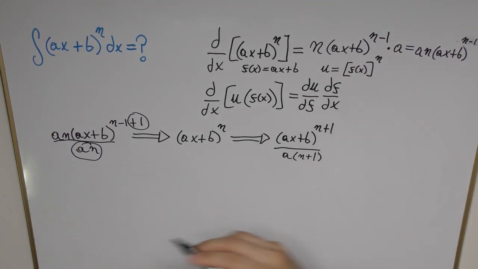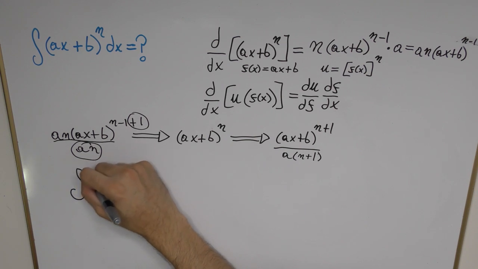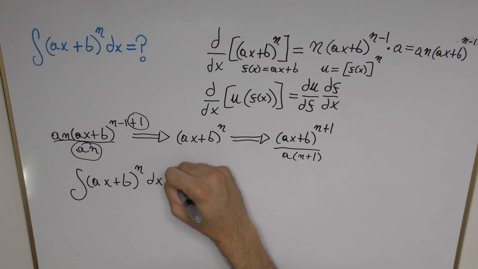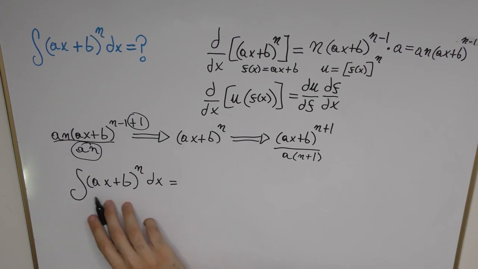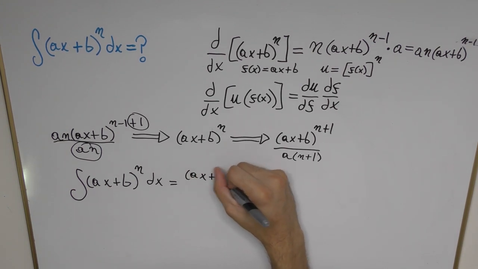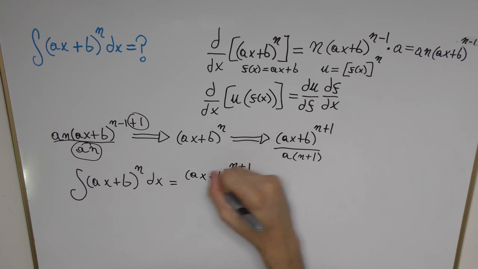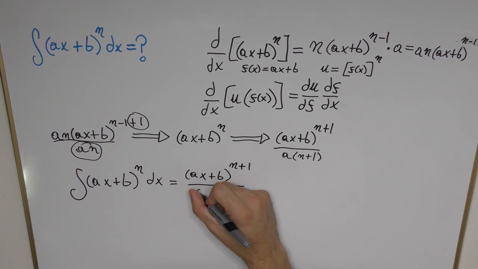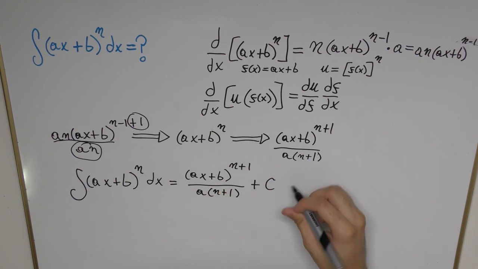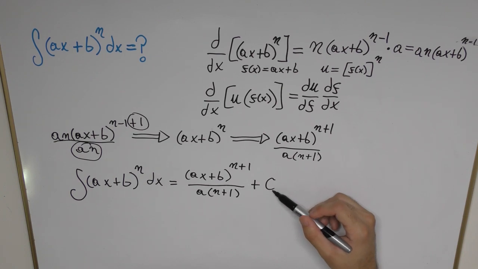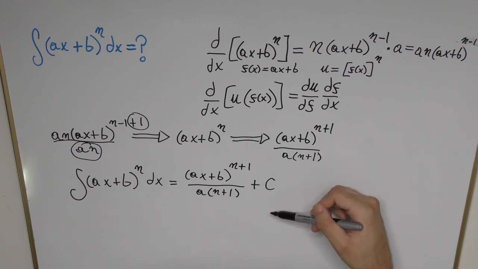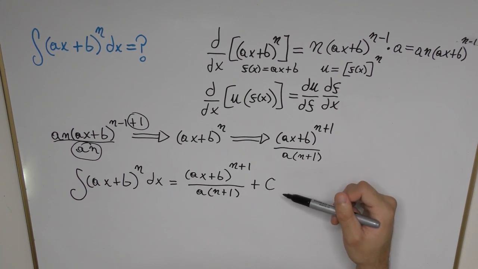So now we can write a general formula for the function ax plus b to the power of n. And we can simply say that if we know what the constants a and b are, we're going to have ax plus b to the power of n plus 1, and we're going to divide that by a times n plus 1 plus the constant c. So recall that the constant c is going to make sure that we account for any function that has this exact same derivative, no matter where it is shifted along the y-axis.